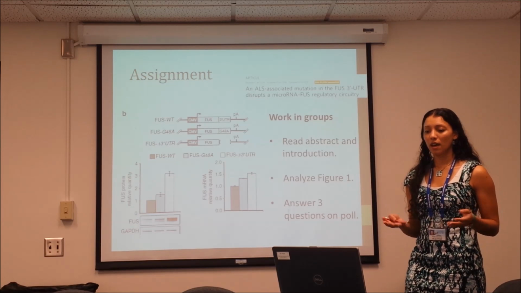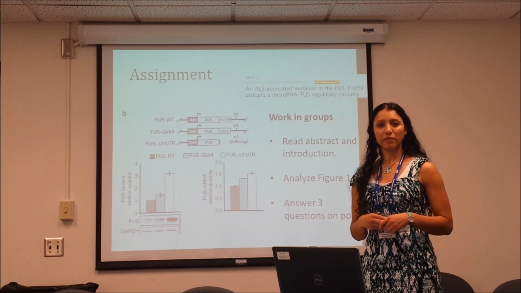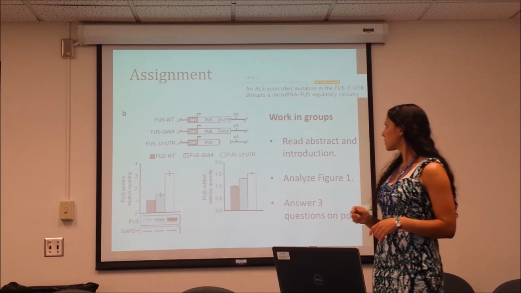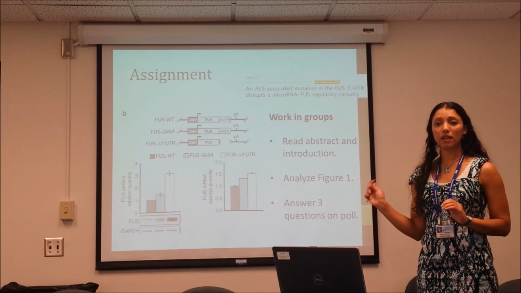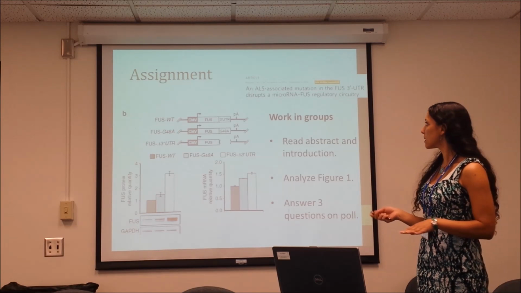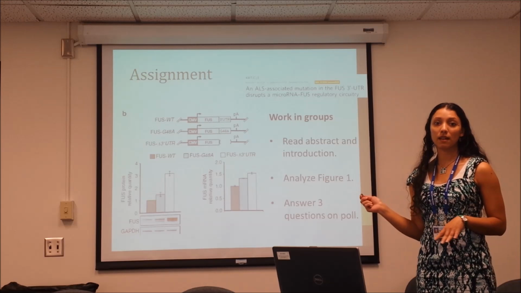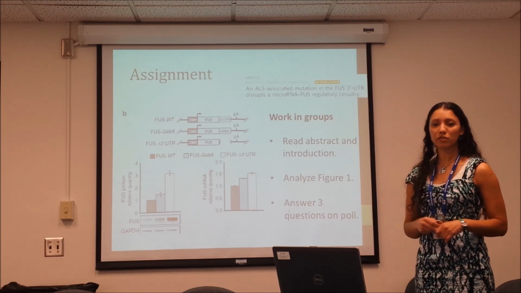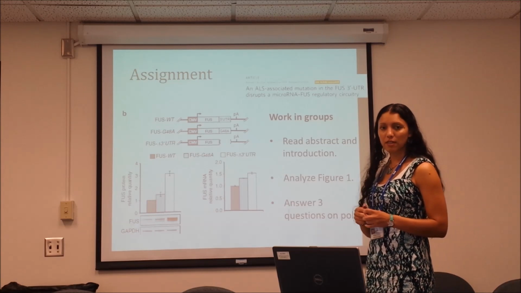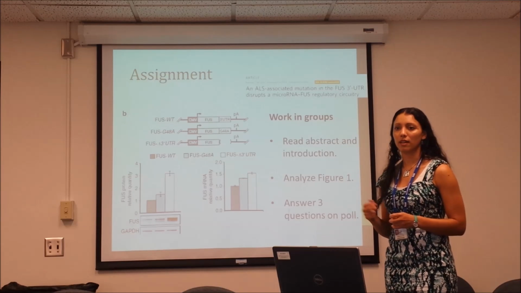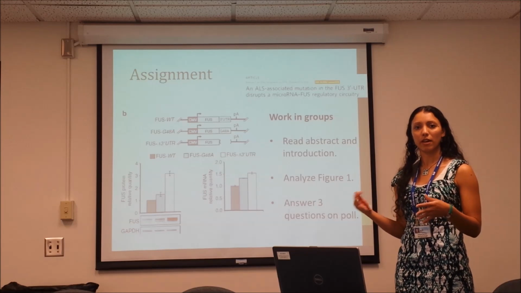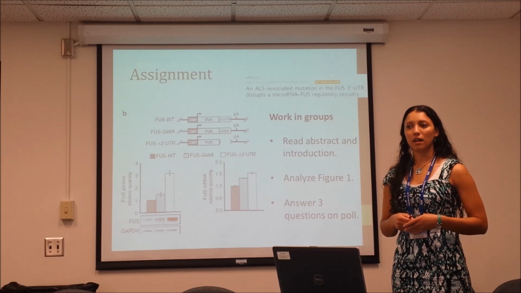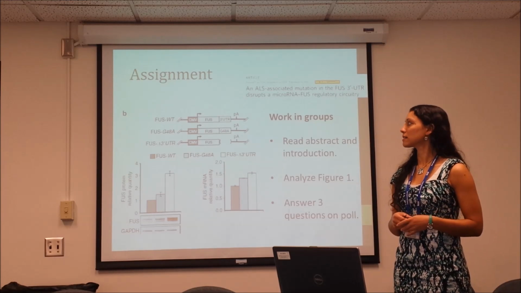And then we discussed a little bit of a paper that you had as an assignment, in which you had to do 3 different things. You had to read the abstract and introduction for this paper that speaks about amyotrophic lateral sclerosis, and in particular the FUS gene, which stands for fused in sarcoma. It's a gene that encodes a protein that is an RNA binding protein, and that seems to be increased in a lot of cases of amyotrophic lateral sclerosis.